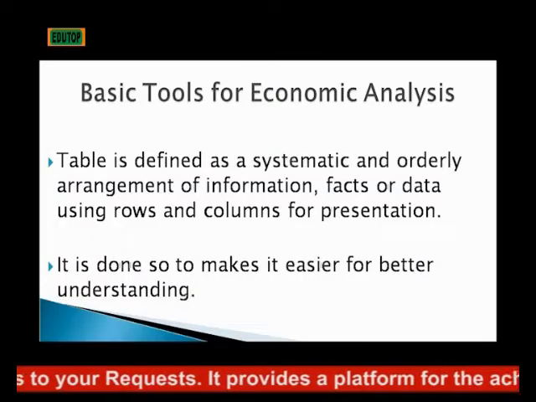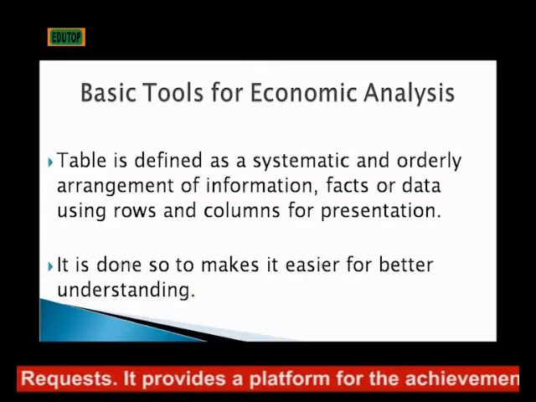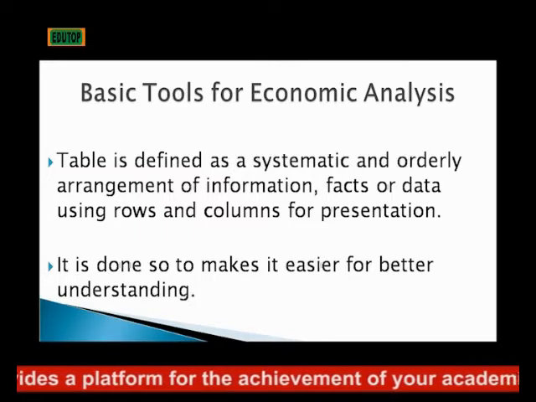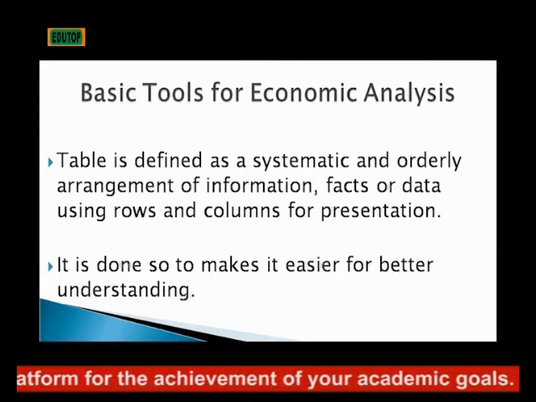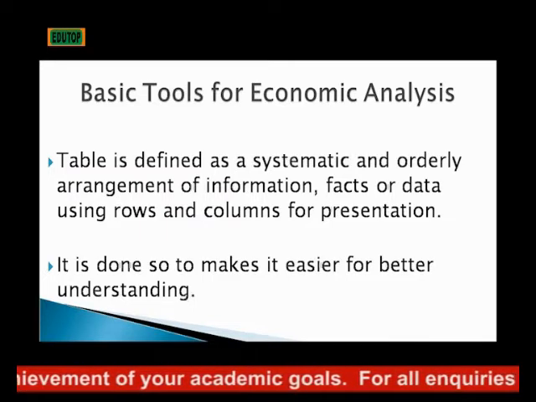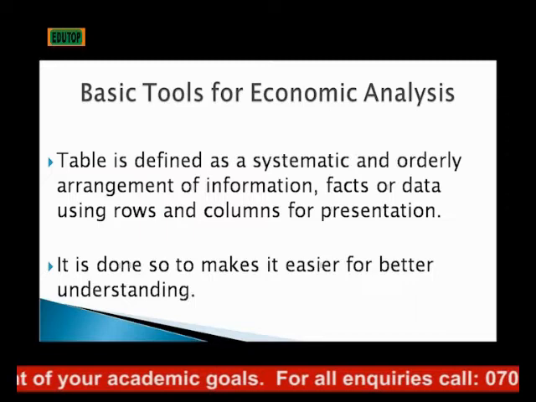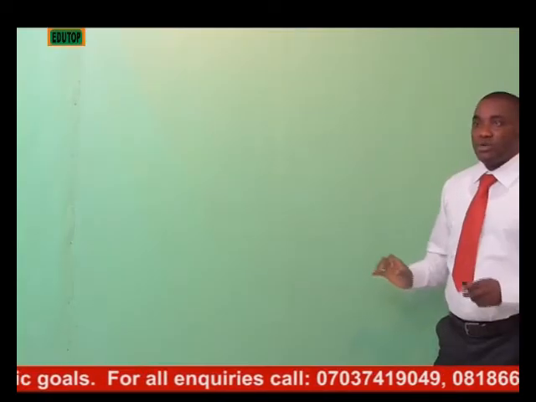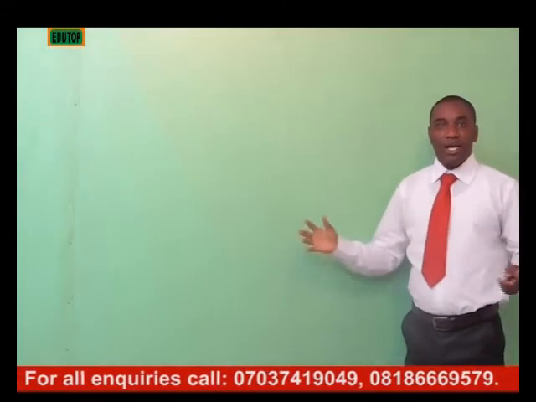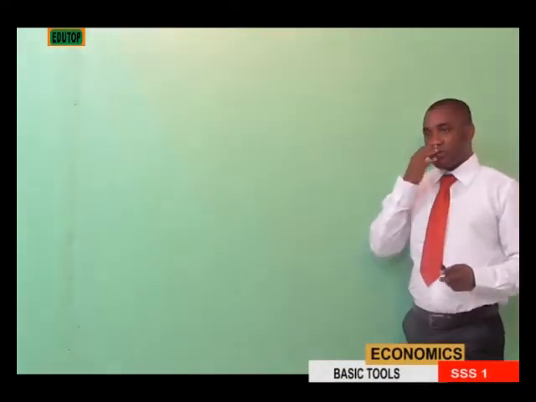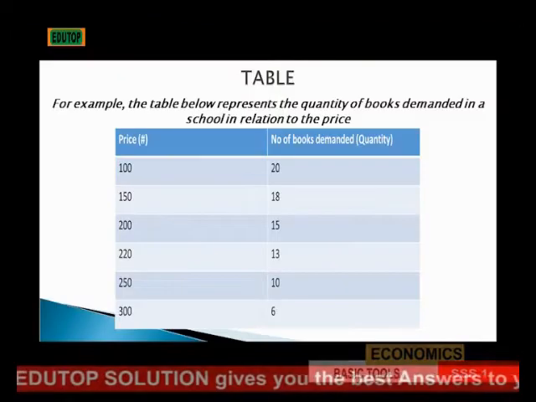Table is defined as a systematic and orderly arrangement of information, facts, or data using rows and columns for presentation. That is table. It is done so to make it easier for better understanding. In order to understand the data very well, to make it clearer and easier, that is the reason for presentation of table.